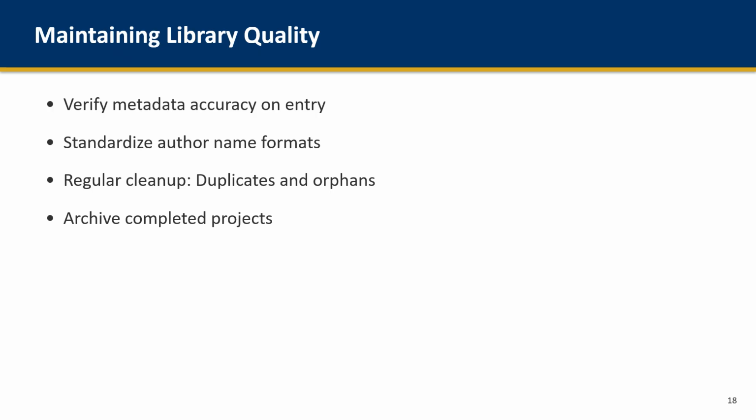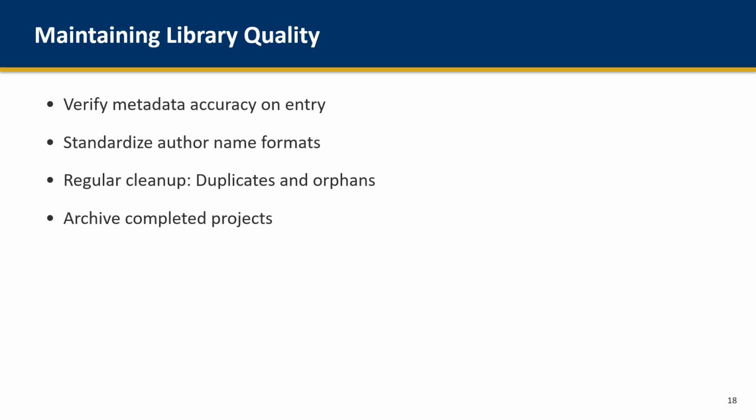Standardize author name formats to ensure consistent searching and sorting. Decide whether you will use full first names or initials, how you will handle multiple authors, and how you will format names with particles or suffixes. Apply your conventions consistently so searching for an author finds all their works in your library.